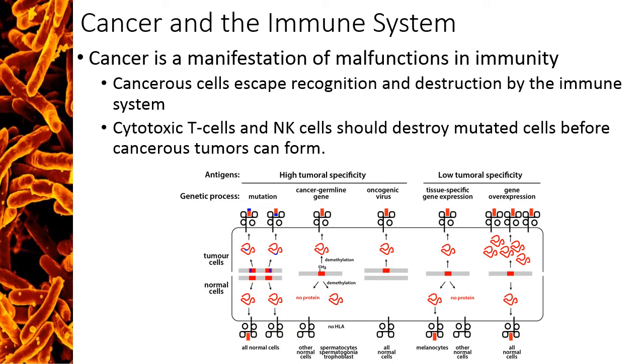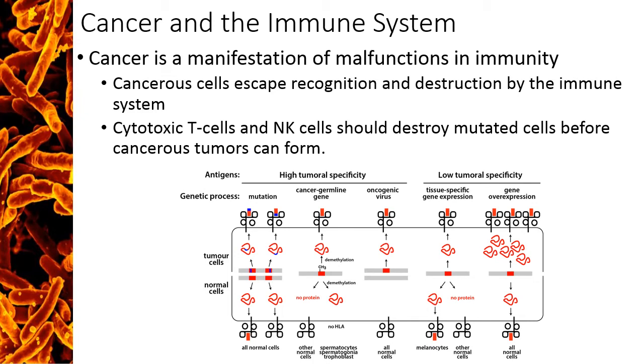Interestingly, while not considered immunodeficiency, cancer is a malfunction of the immune system. Cancer cells themselves are supposed to be recognized by your immune system as something that is no longer self. When you have cancer, it's because those cancerous cells escaped recognition and they were not destroyed by the immune system the way they're supposed to. Really it's the cytotoxic T cells and your natural killer cells that should destroy these mutated cells before they can actually grow and proliferate into cancerous tumors.